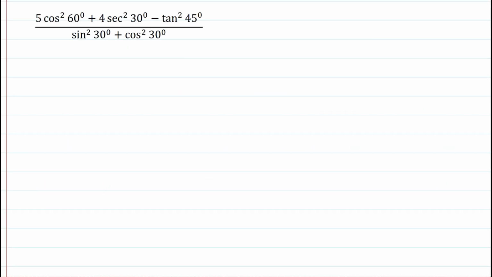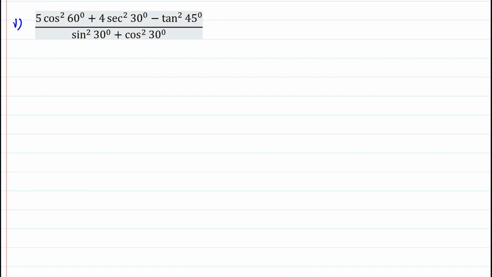Okay, fifth problem. In this problem, we have to evaluate 5 cos square 60 plus 4 secant square 30 minus tan square 45 divided by sin square 30 plus cos square 30.